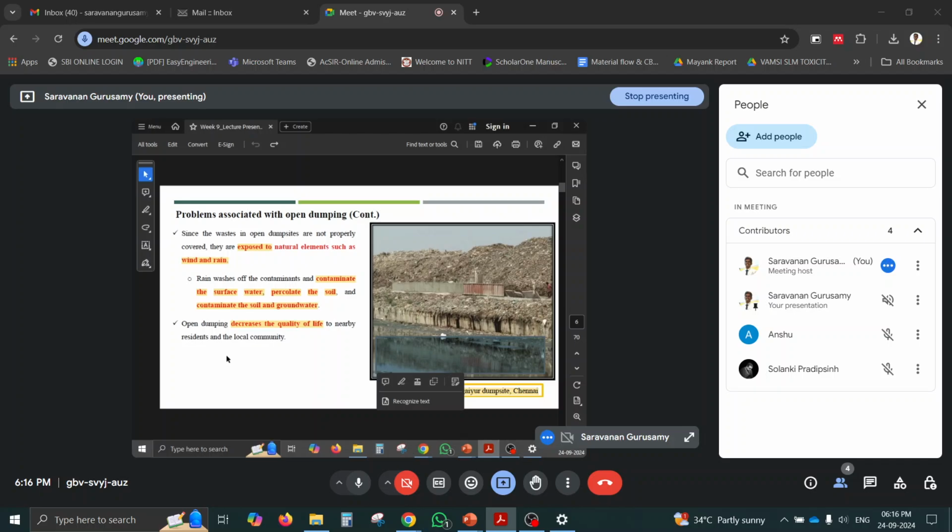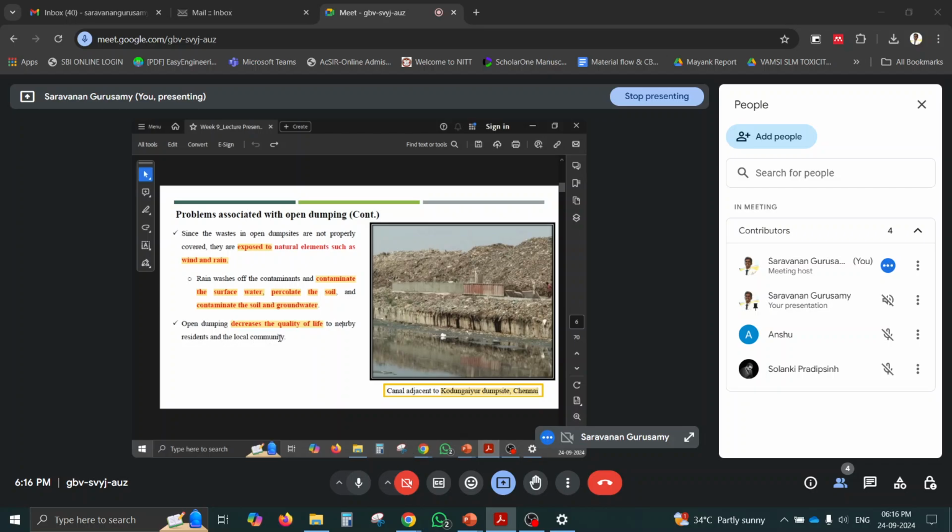What are the components present in the leachate? If you see, there is lots of COD, lots of heavy metals and nutrients present in the leachate, which will be a threat to the water resources. Groundwater is a precious resource for fresh water, and this and all will be contaminated. And open dumping decreases the quality of life of the nearby residents and local community.